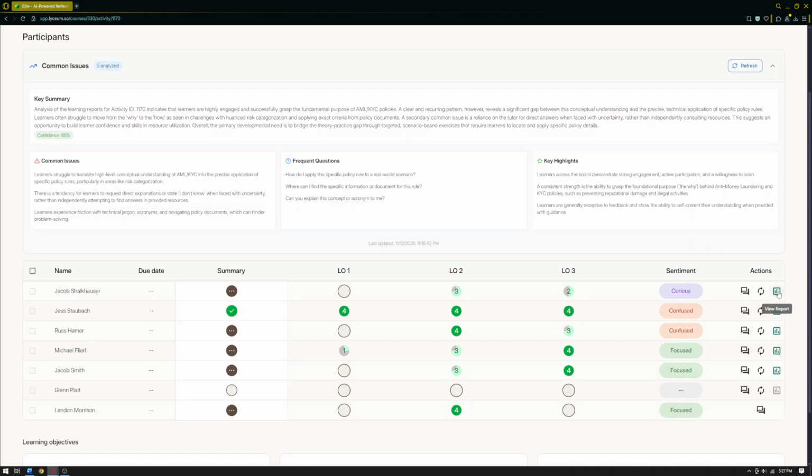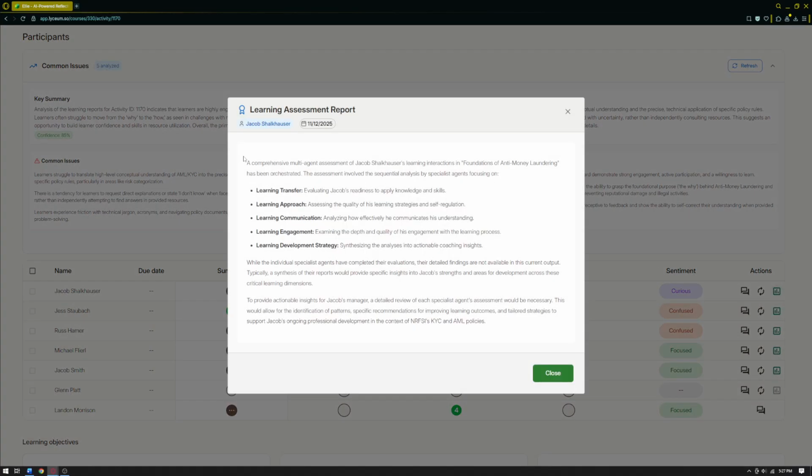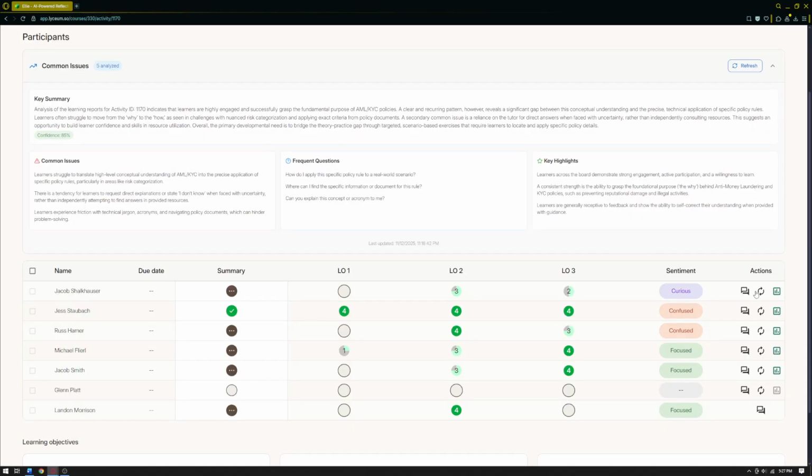And I can also look at a report on that person. How well did this person learn? What sort of content are we dealing with here? So if I want to, I can read through the transcripts. I can look at individual reports. I can look at the learning objectives.